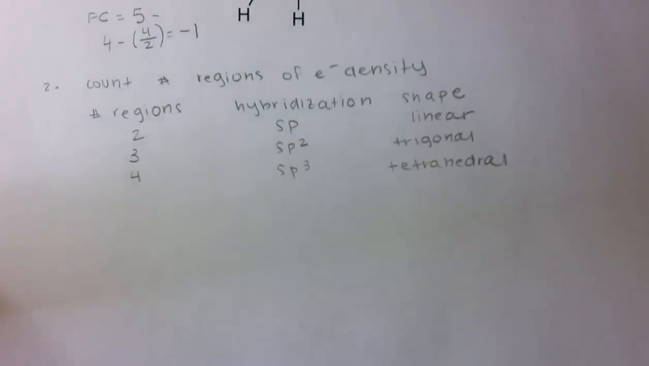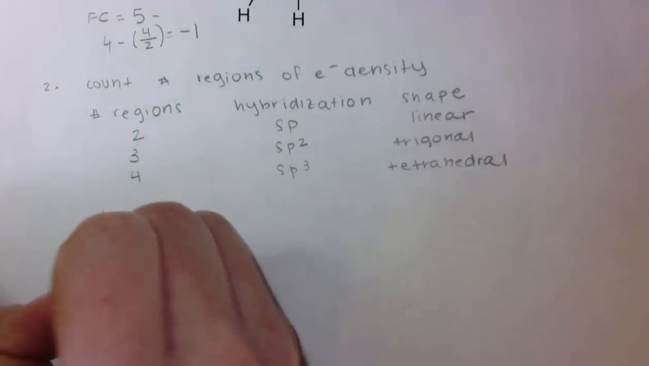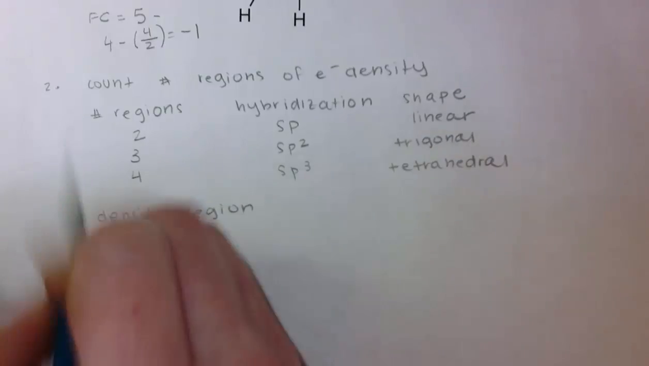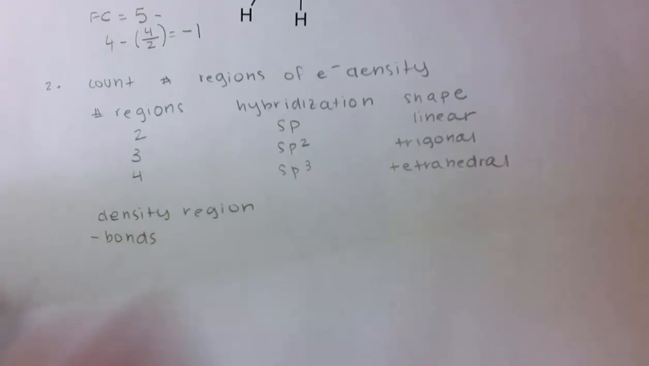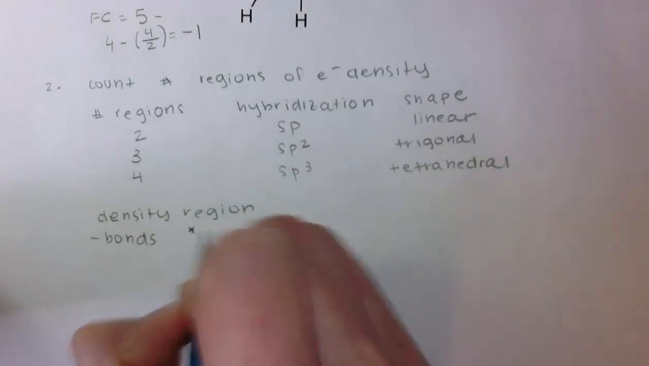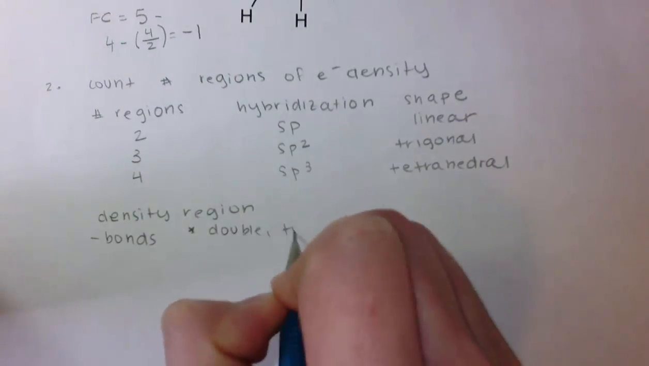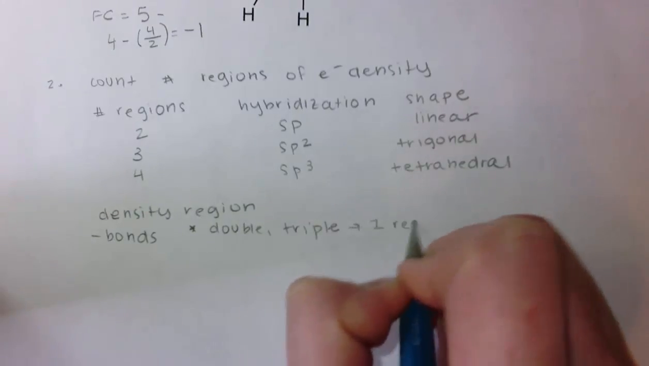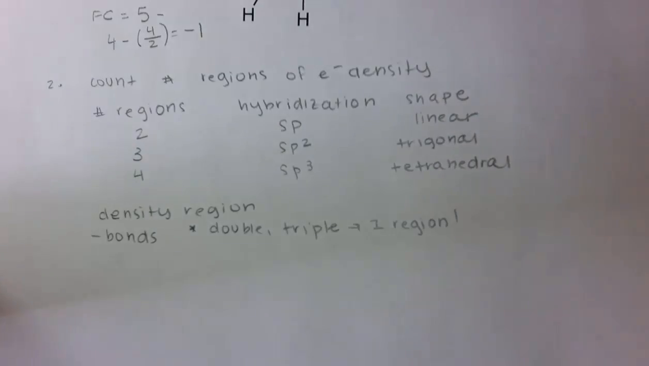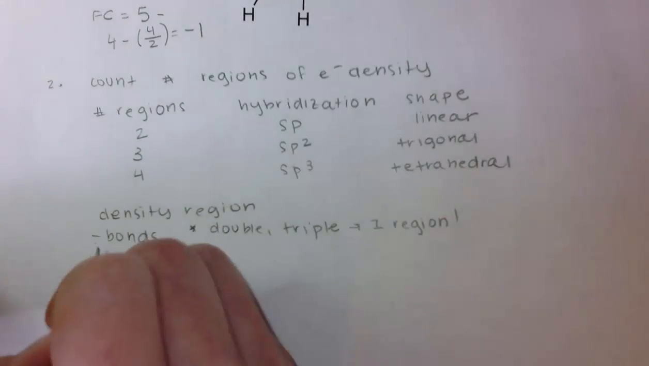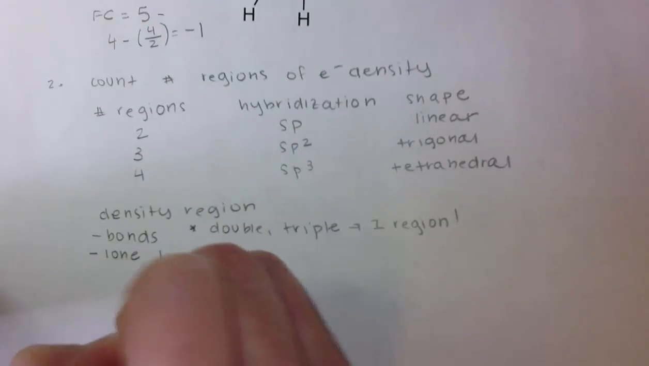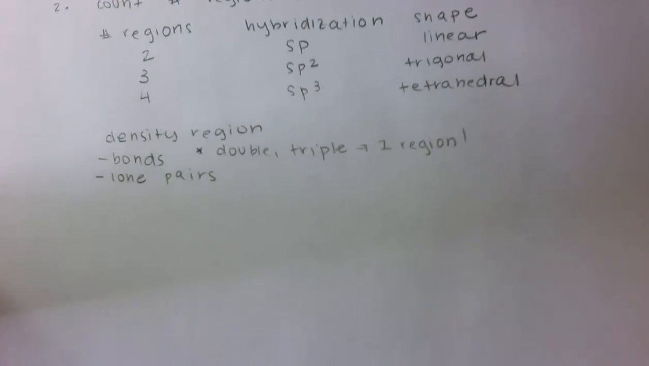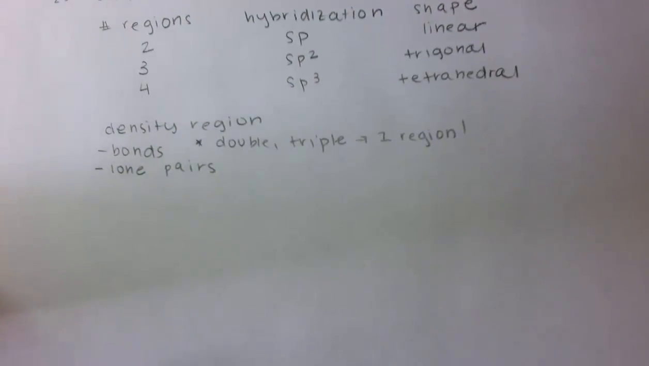So I'll also go over what counts as a density region. So the first thing is bonds. But I do want to note that for double and triple bonds, this only counts as 1 region. And the second thing is lone pairs count as electron density regions. So now I'm just going to count the number of regions around the atoms in question.